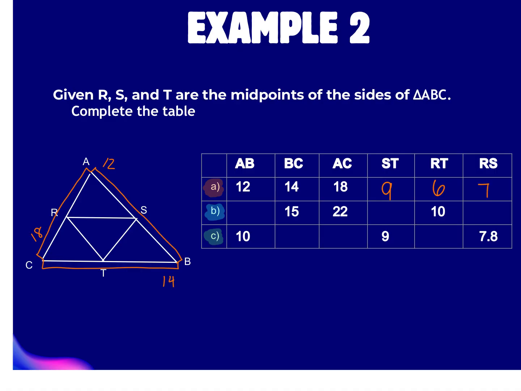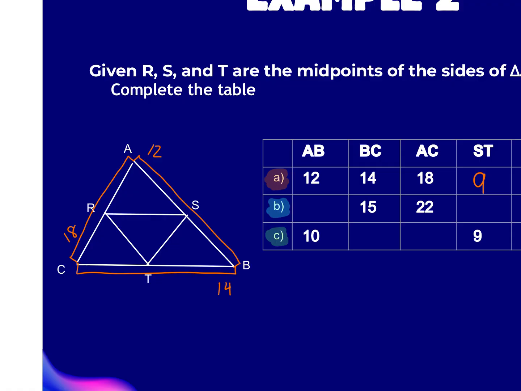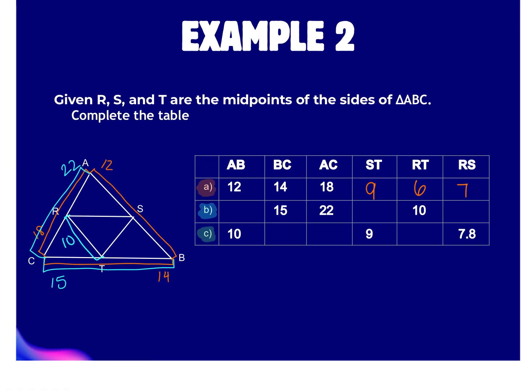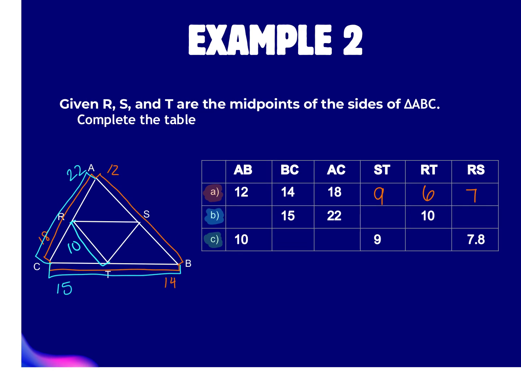All right, looking at B. I'm going to again write in what they're giving me. BC is 15. AC is 22. And RT is 10. So let's go ahead and start filling some stuff in. AB is right here. What's parallel to AB? RT. And if RT is 10, what should AB equal? 20. Good.